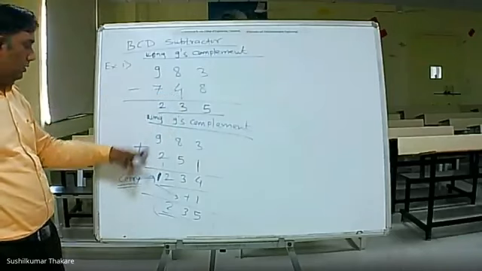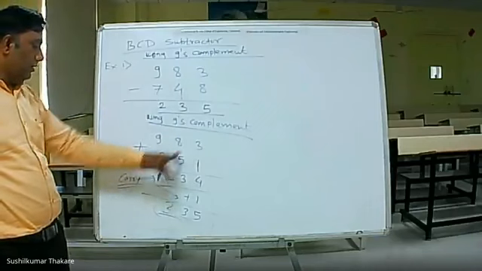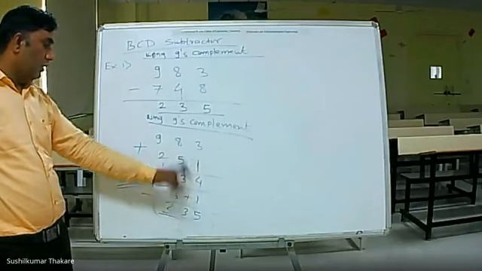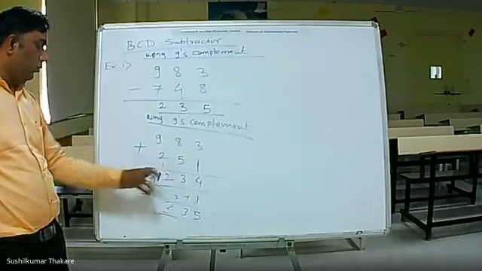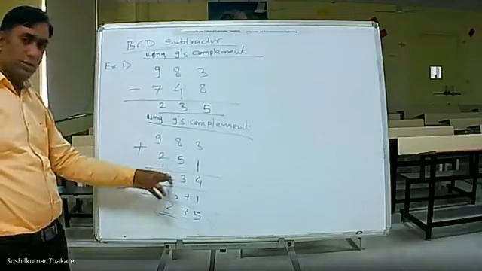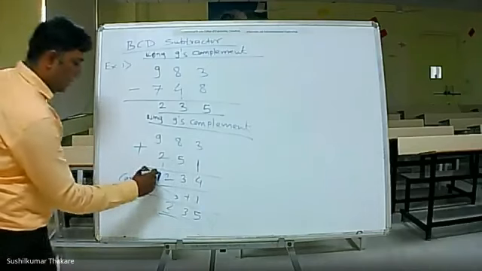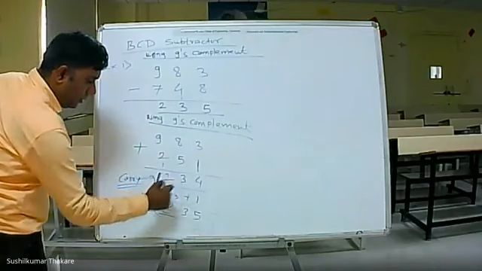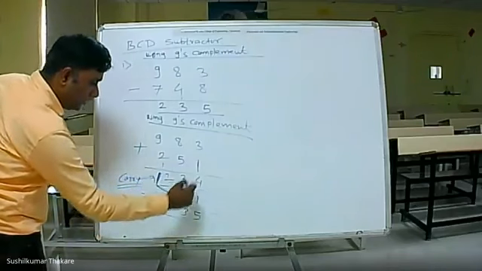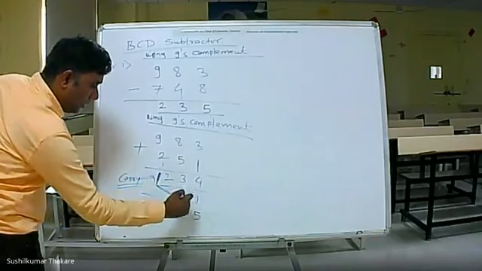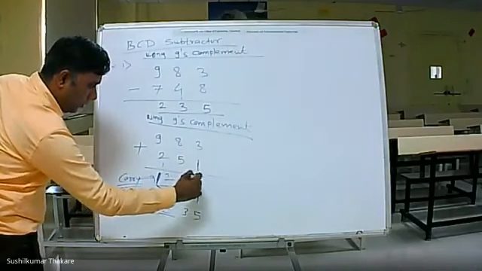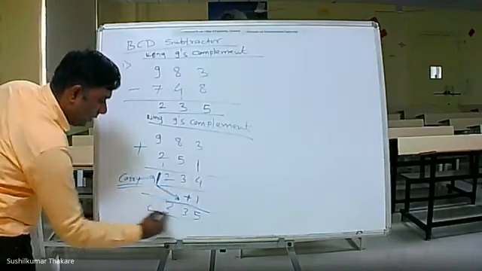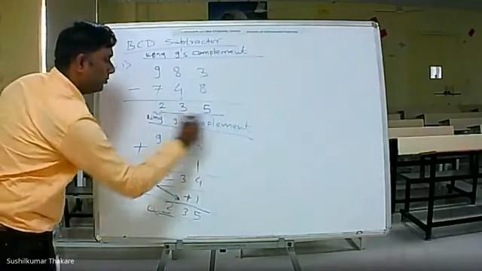So the addition of these two numbers gives 1, 2, 3, 4. How many digits? 4 digits. So this one is the carry. Add this carry to this number: it will be transferred and we add plus 1. So 234 plus 1 is 235. This is the 235 number.